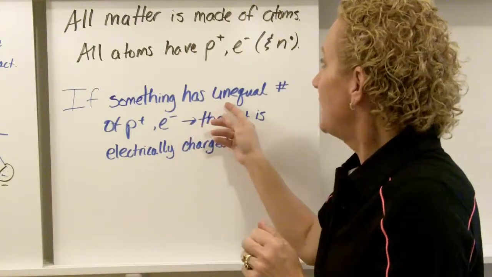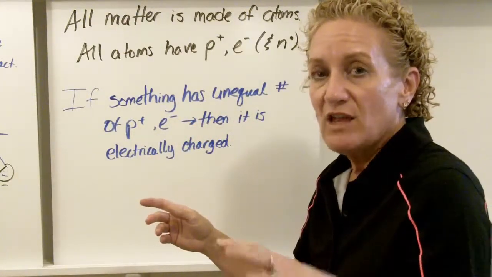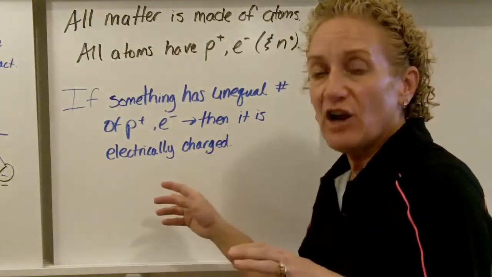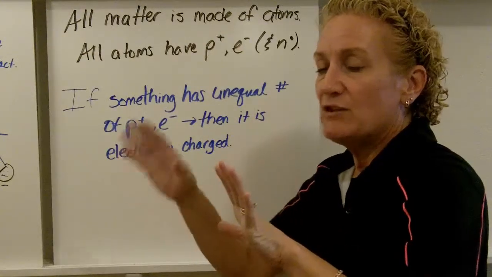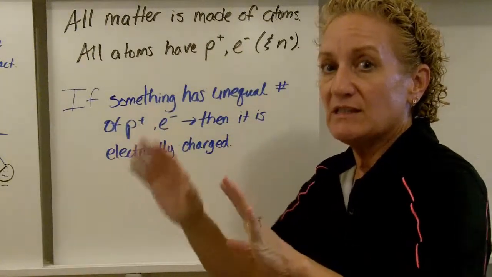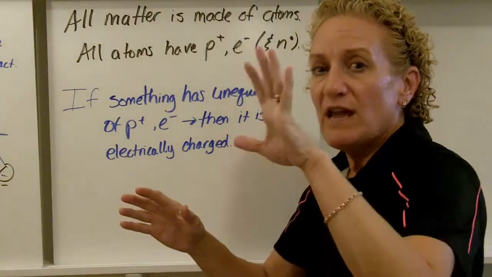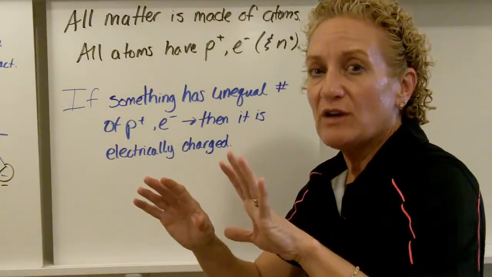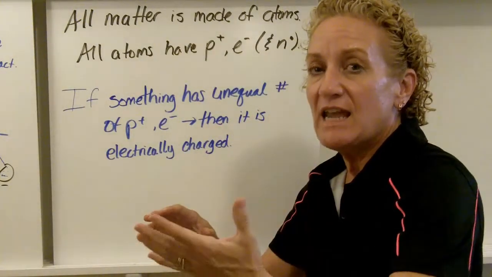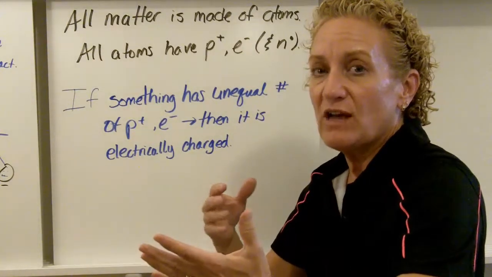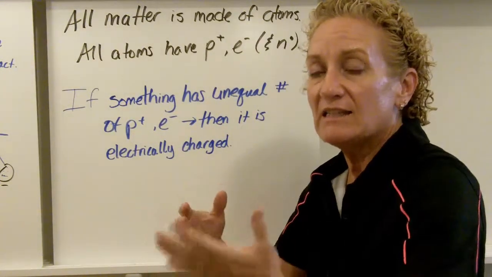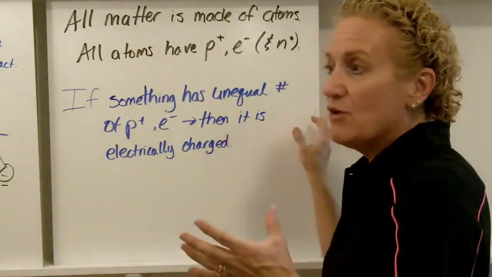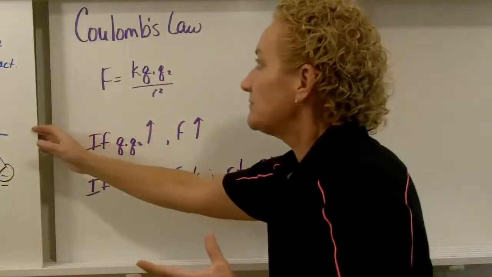Okay? So if something has an unequal number of protons and electrons, so either it's got more protons than electrons or more electrons than protons, then it's electrically charged, and that makes sense. If it has 7 protons and 7 electrons, that means it has 7 pluses and 7 minuses, so it's neutral. But what if it has 10 pluses and only 3 minuses? Well, now it's not neutral anymore. Now it has a charge. Or it's got 10 electrons and 5 protons. Again, it's not electrically neutral. Now it has an electrical charge, and that's important when we want to use electricity.